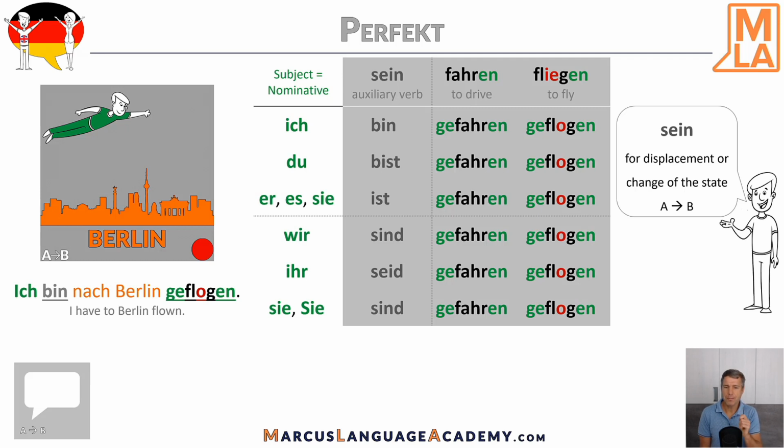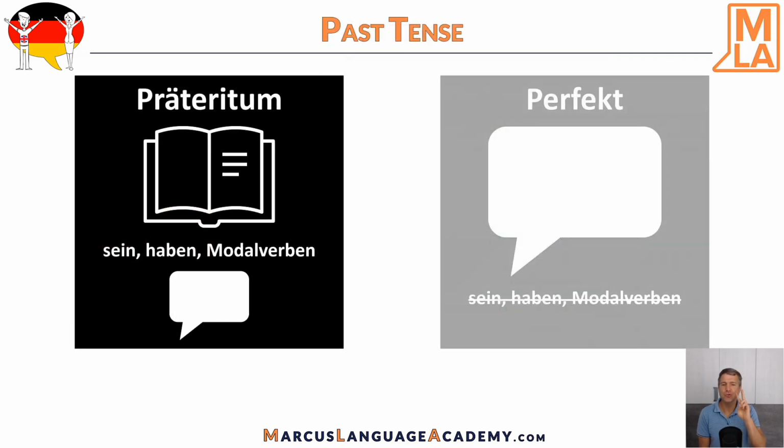So remember that we have just two main past tense forms in German. And in contrast to English, there is no difference in the meaning. So Preteritum is used for the written language and perfect is used for the spoken language.